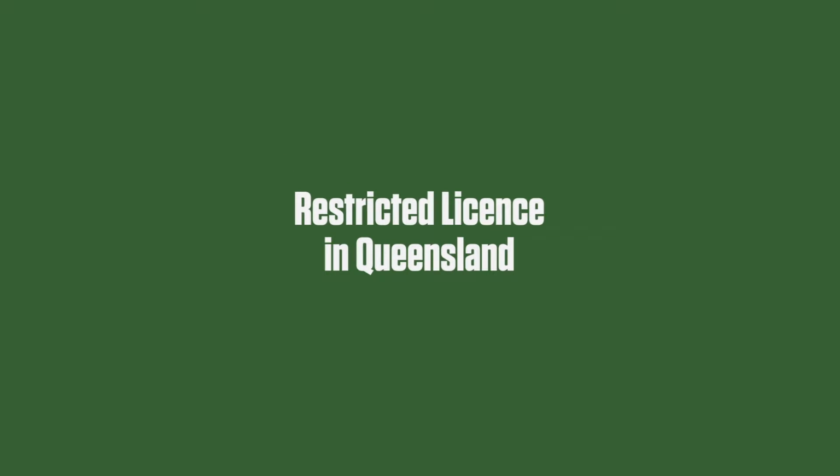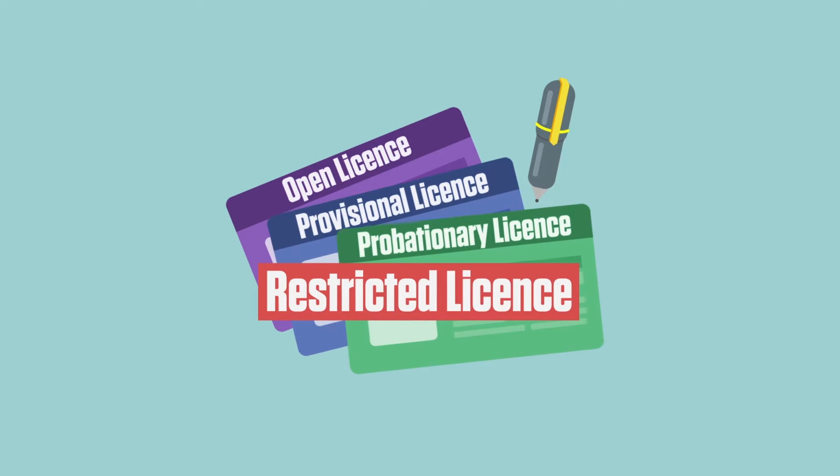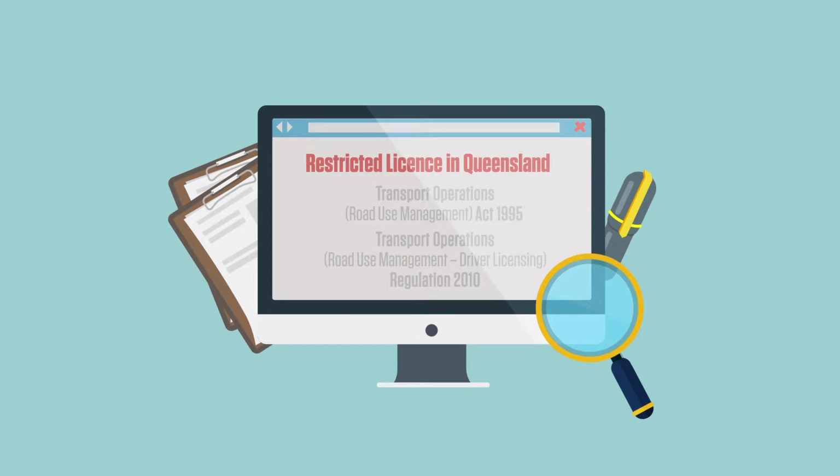Restricted licence in Queensland. A restricted licence in Queensland may be issued to holders of open, provisional or probationary driver's licences who have been disqualified from driving as a result of certain traffic offences to allow them to drive for work purposes so that they do not suffer financial hardship. The rules and processes for obtaining a restricted licence in Queensland are found in the Transport Operations Road Use Management Act 1995 and the Transport Operations Road Use Management Driver Licensing Regulation 2010.